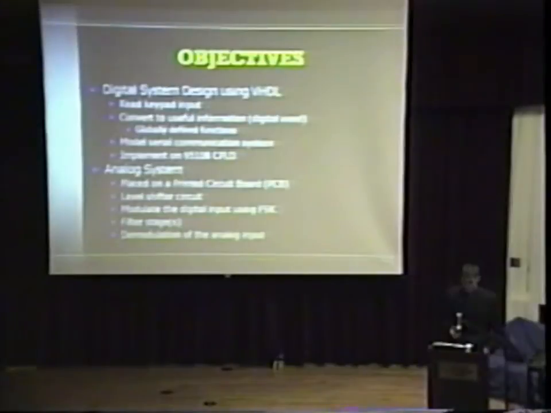The analog system will be placed on a printed circuit board due to the frequency of operation. A level shifter circuit will be the intermediate stage between the digital logic and the analog system. It'll take the digital logic output and convert that to the required voltages needed for the modulation stage. The modulation will be in the form of FSK, which stands for frequency shift keying. It's a special form of frequency modulation. This signal will then be demodulated back to digital information.